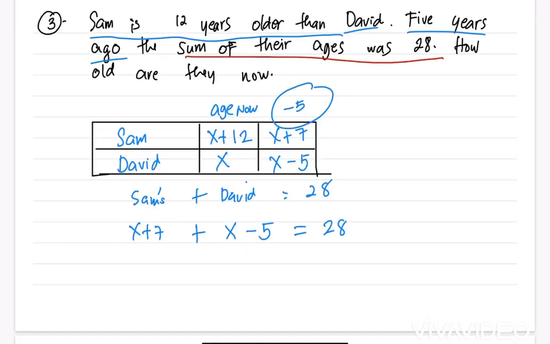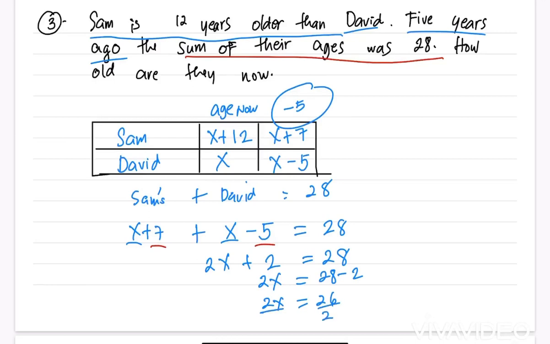So we have now formed an equation to which we will apply the knowledge we've learned from linear equations in one variable. So we have X plus X that is equal to 2X. We are going to combine 7 and negative 5. That will give us positive 2, that is equal to 28. Now we will transpose 2 to the other side. So we have 2X is equal to 28 minus 2. So 2X now is equal to 26. Divide both sides by 2. So we can cancel that out. So X now is equal to 13.